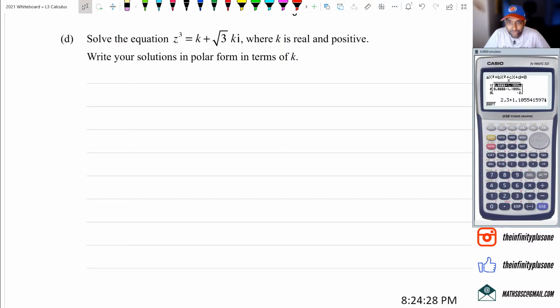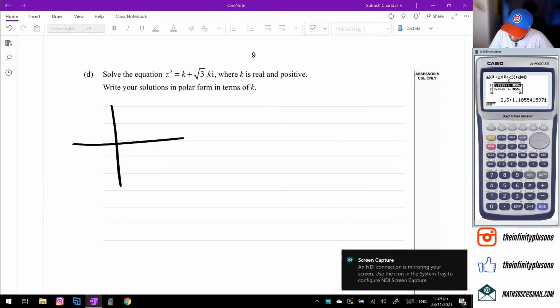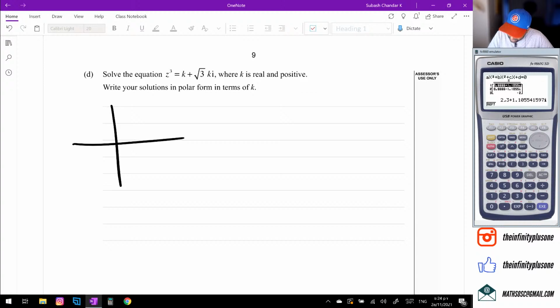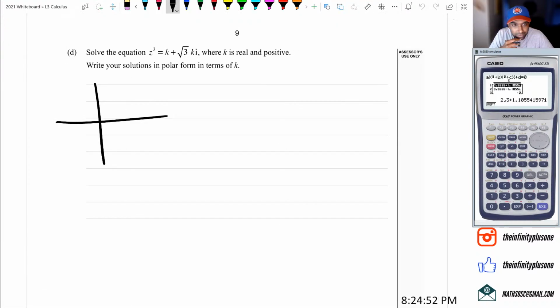All right, guys, we're going to go through this question here. Like I said, the first step is writing this in polar form, and I think that's the trickiest part. Once you write this in polar form, it's pretty much an easy job. So we've got a positive k value, so that's going to be k right there, and we've got square root of 3k. So basically it gives us a complex number that's looking like this.